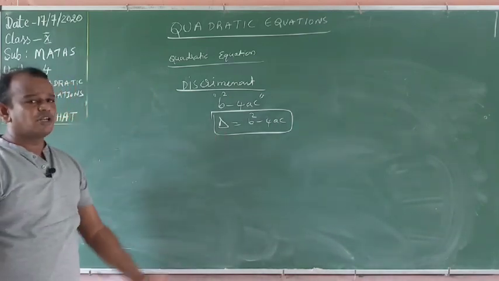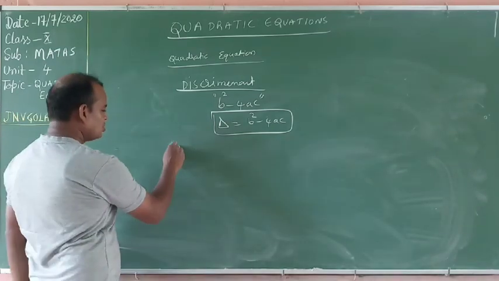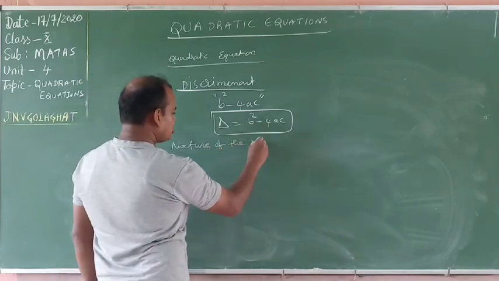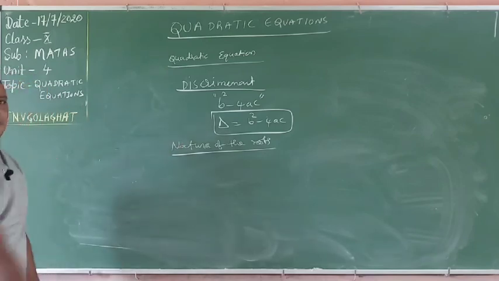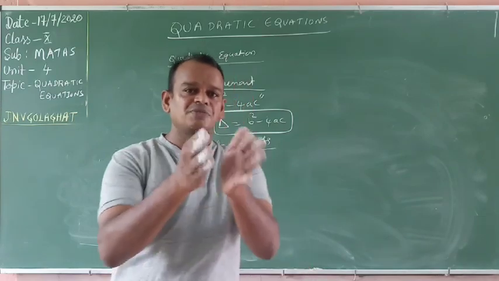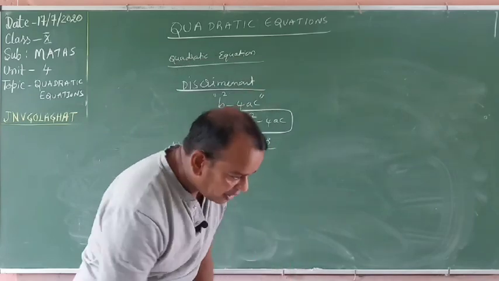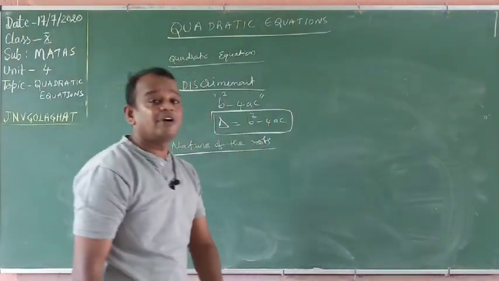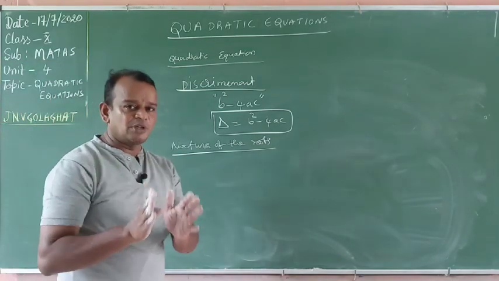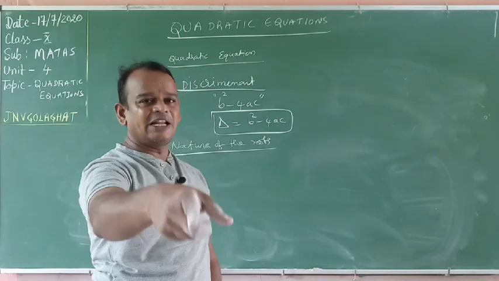What is the discriminant? b square minus 4ac is called the discriminant of the quadratic equation. Now we discuss the nature of the roots. The nature of the roots depends upon the discriminant. From the examination point of view, suppose the question asks to find the nature of the roots, then compulsorily we find the discriminant of the given quadratic equation.